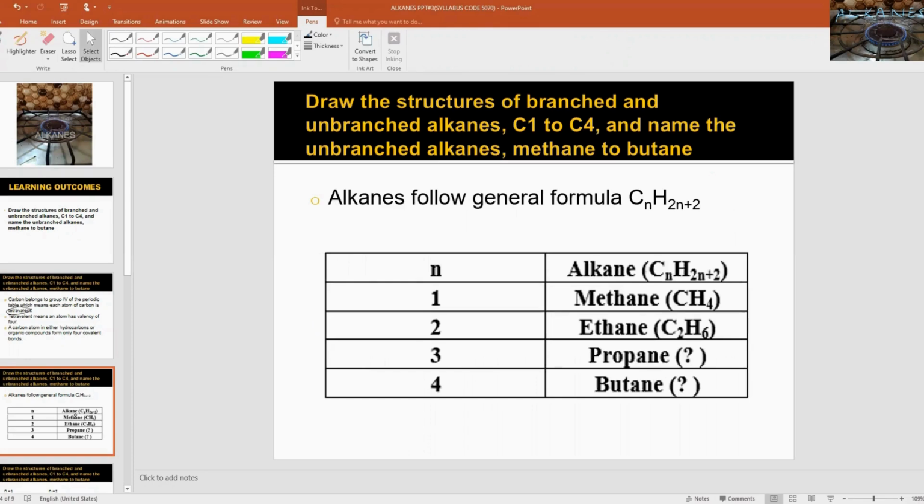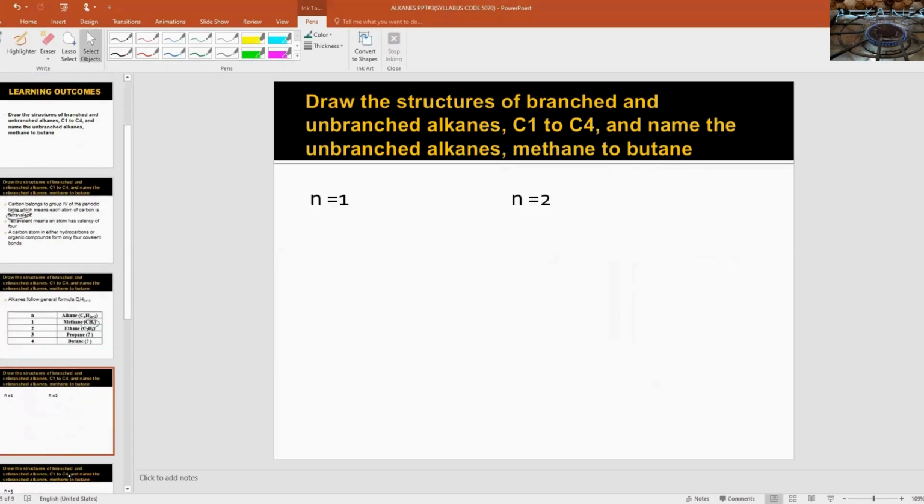Now, alkanes follow the general formula CnH2n+2. The molecular formula of the first member is CH4. This formula shows that one carbon atom is bonded to 4 hydrogen atoms. We can represent the bonds through single lines in this way.